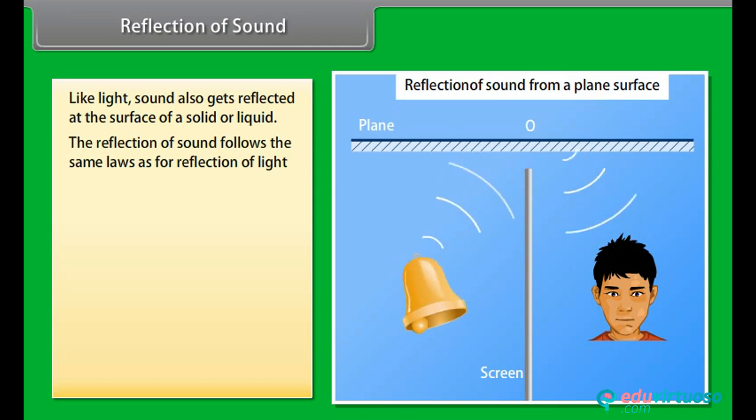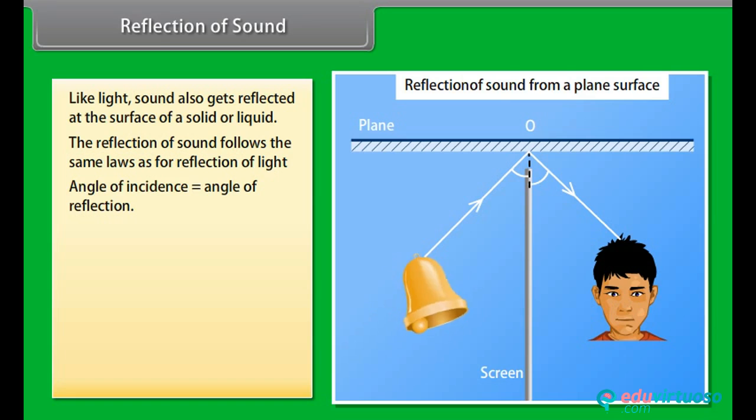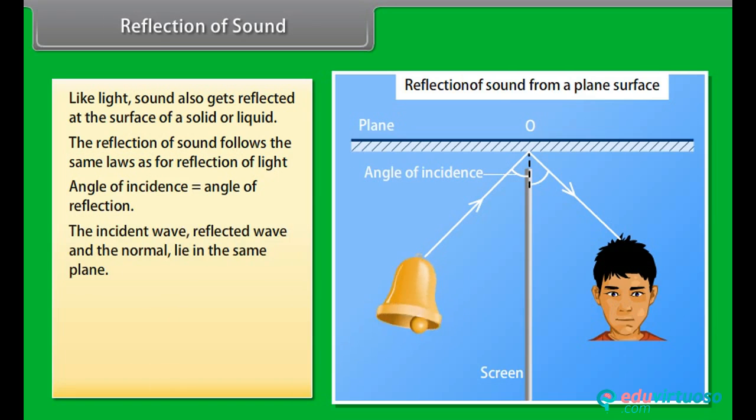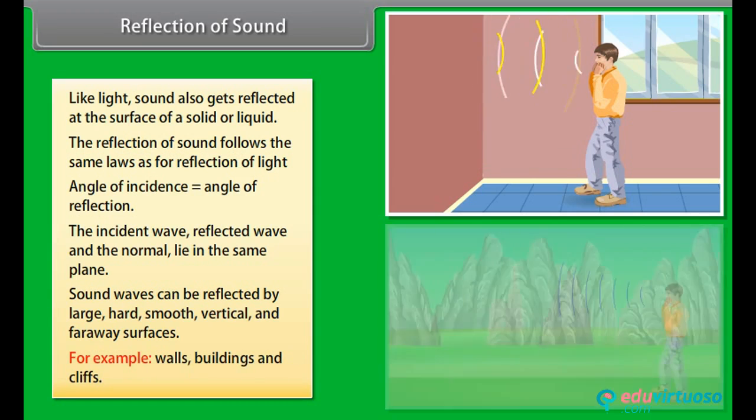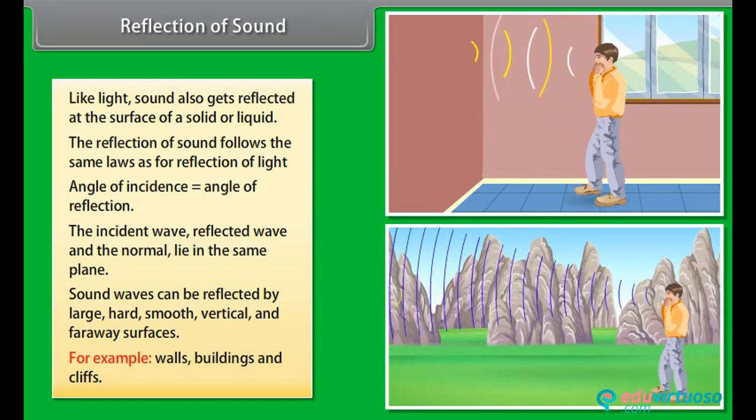Reflection of sound. Like light, sound also gets reflected at the surface of a solid or liquid. The reflection of sound follows the same laws as for reflection of light. The angle of incidence is equal to the angle of reflection. The incident wave, reflected wave and the normal lie in the same plane. Sound waves can be reflected by large, hard, smooth, vertical and faraway surfaces. Examples: walls, buildings and cliffs.